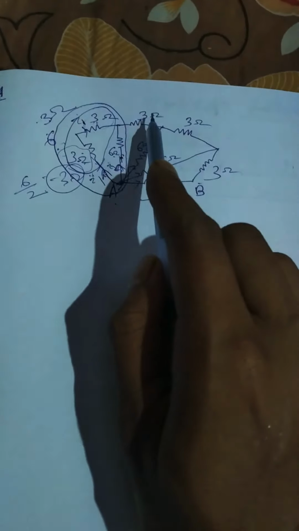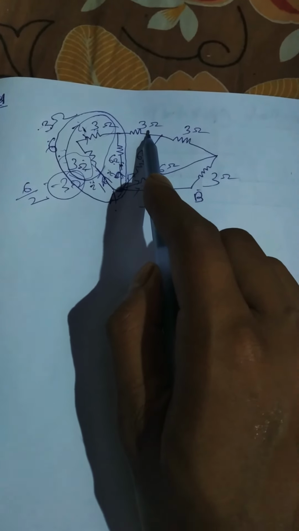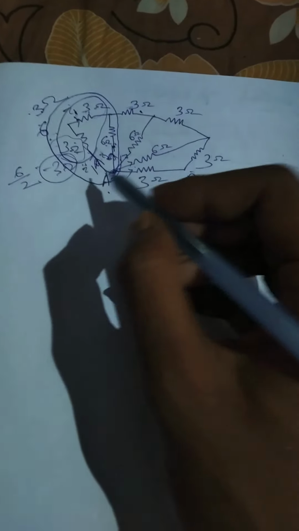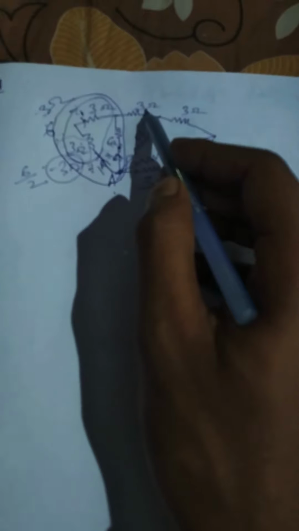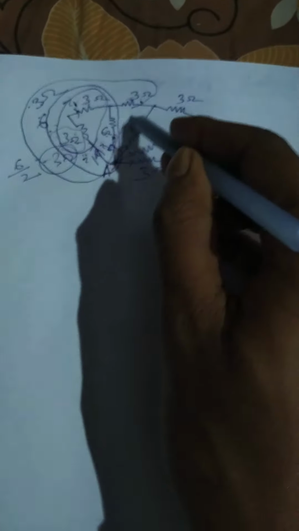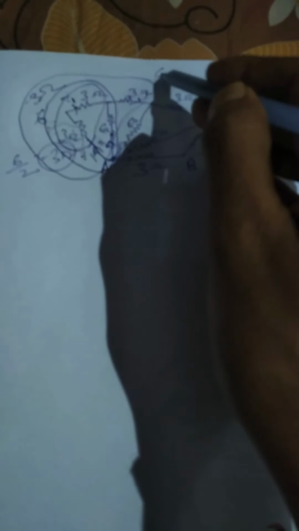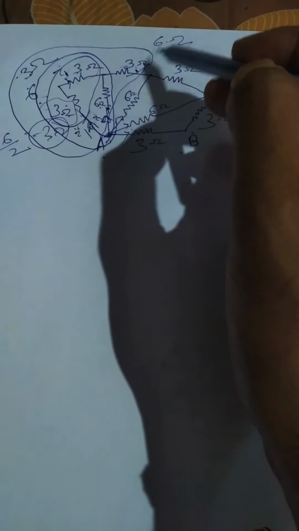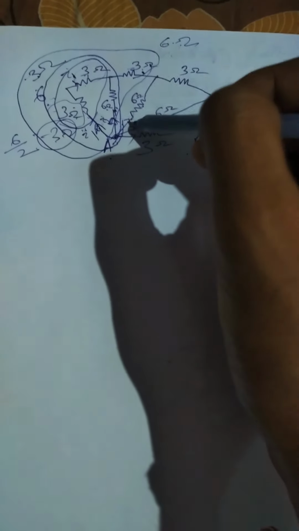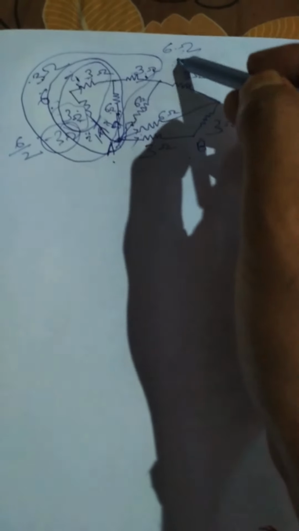Again this 3 ohm and this 3 ohm are in series, so the equivalent resistance will be 3 plus 3, 6 ohm. Again this 6 ohm resistor and this 6 ohm resistor are in parallel, so that becomes 6 by 2, 3.